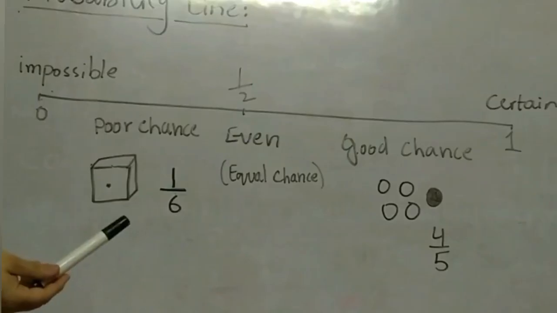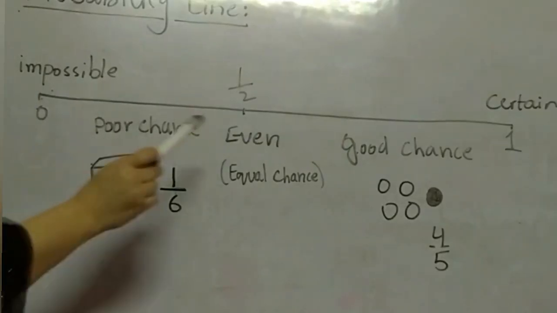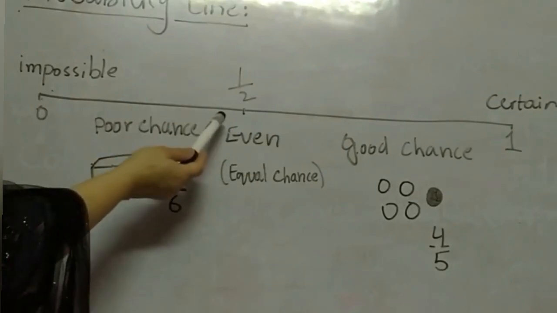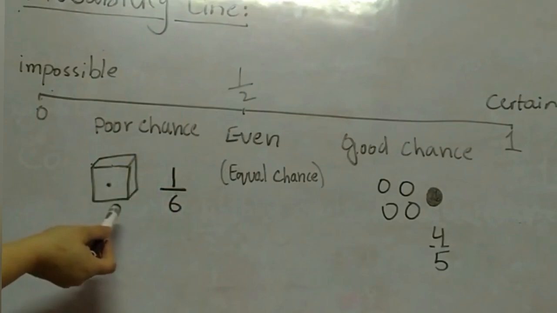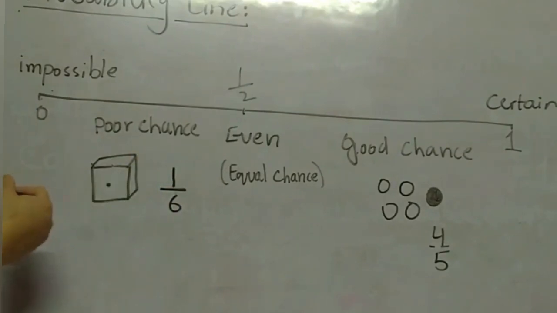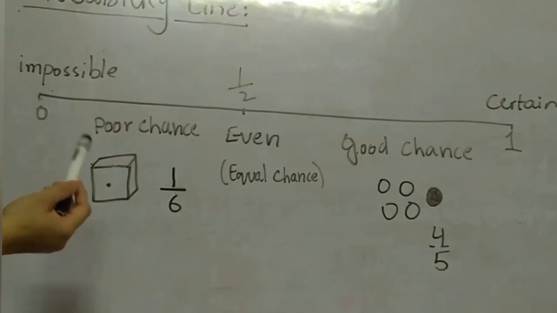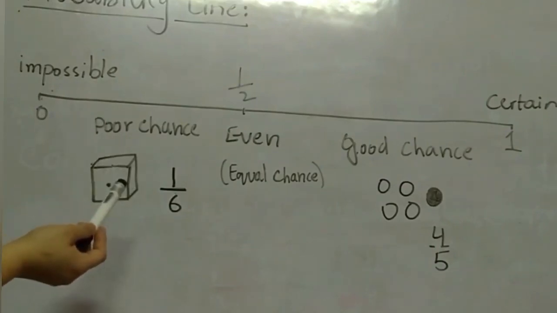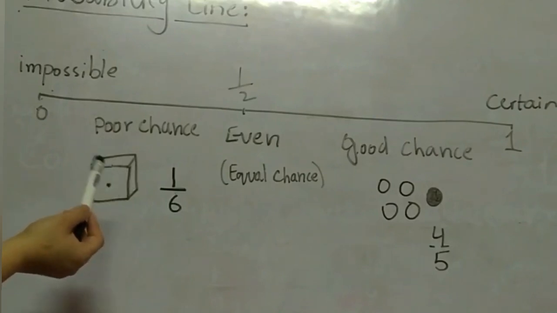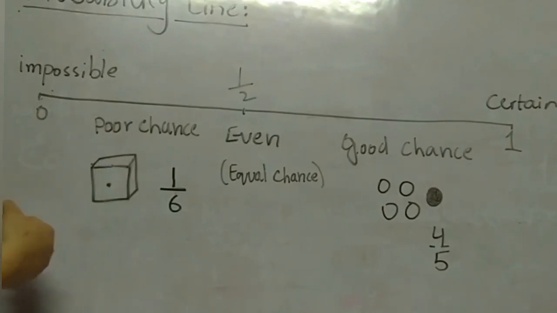On the probability line, between 0 and 1, impossible and certain, there is half or even. Even means equal chance of anything. Suppose if I say it will rain tonight, so there are 50% chances that either it can rain or not. So we can say that there are even chances or equal chances of the rain.